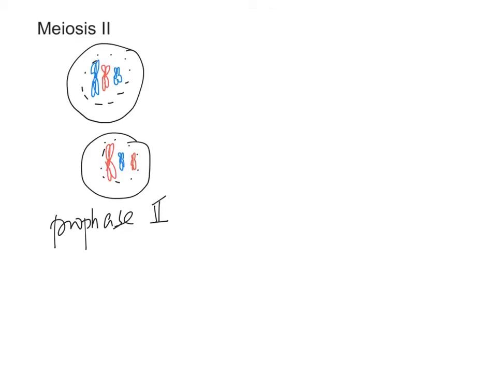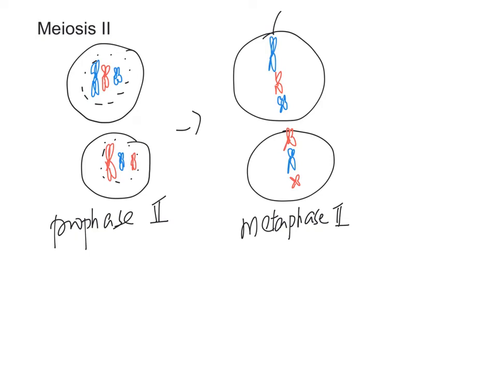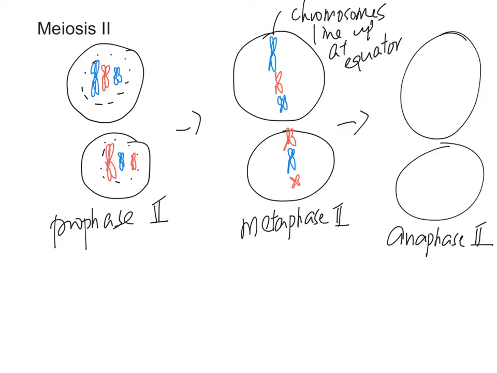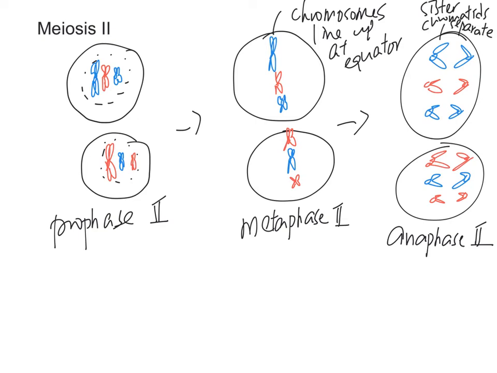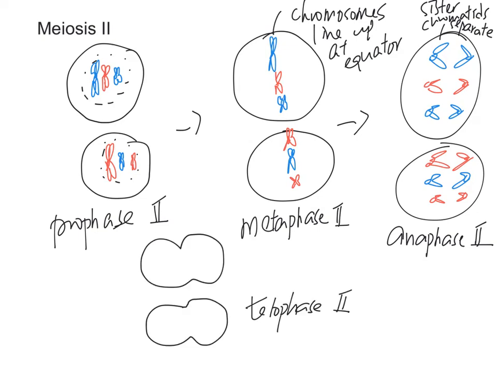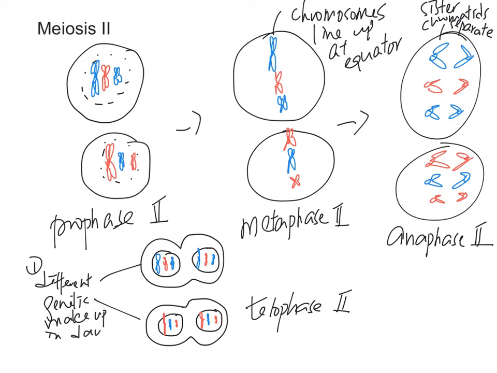Now the process in meiosis 2 will be quite similar to that in mitosis. This is prophase 2, so you will see that the nuclear membrane is disintegrating. At metaphase 2, the chromosomes will line up at the equator. At anaphase 2, it will be the sister chromatids that are separating, similar to mitosis. At telophase, what you will see is that the new nuclei have already been formed. There will be different genetic makeup in the daughter cells.